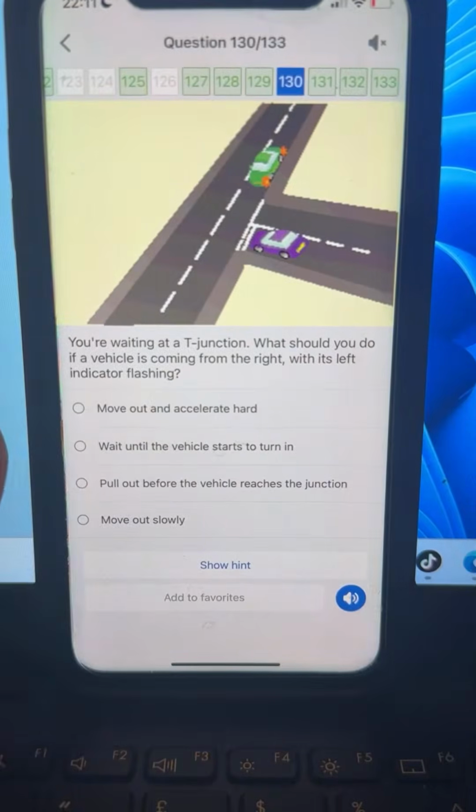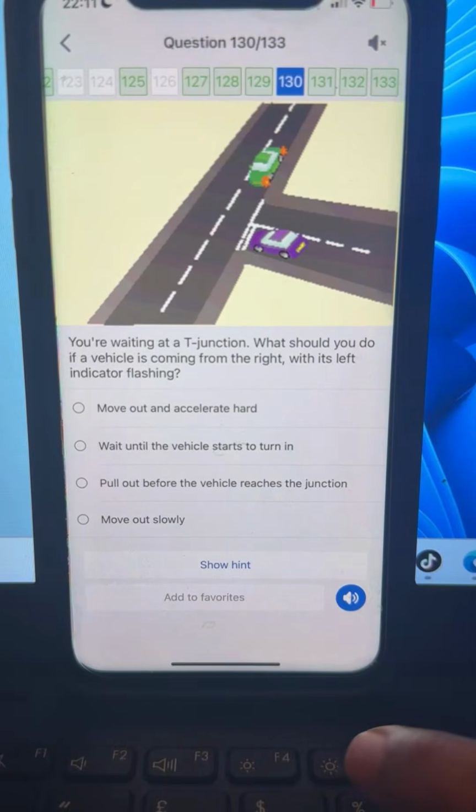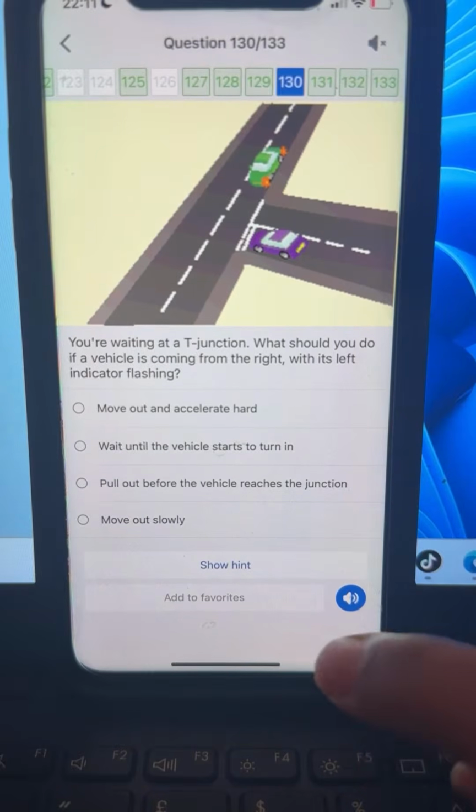So you wait at a T-junction. What should you do if a vehicle is coming from the right with the left indicator flashing? He wants to turn left. You should make sure that he wants to turn left. You should be waiting for him until he starts turning left.